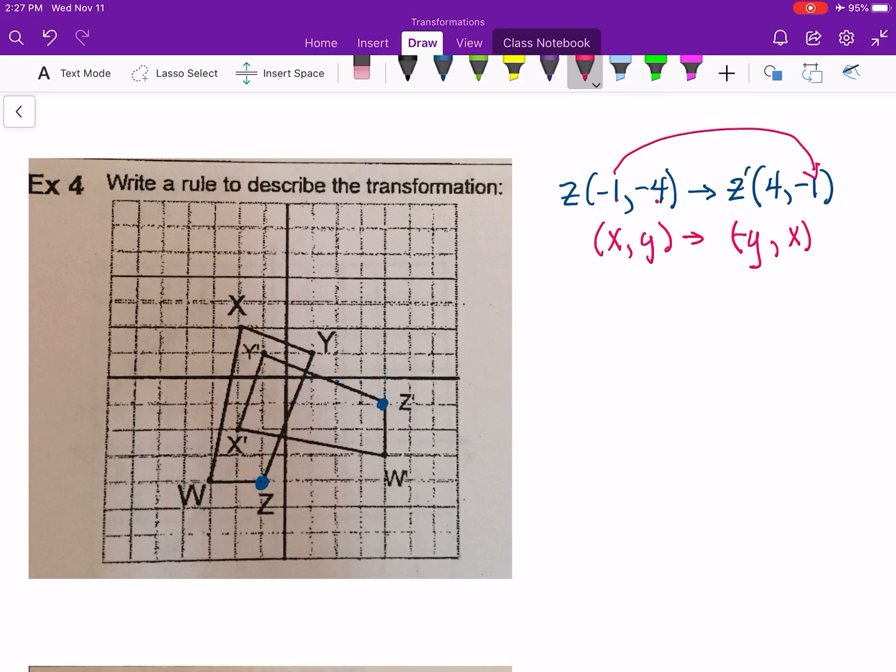Again, let me do it one more time. We looked at the -4. It got put in front, so I took the y and I moved it to the front, and then we changed the sign. So that's where the negative came from. And then we found the -1. It went to the back. It didn't change, so the x that was in front becomes the second one.